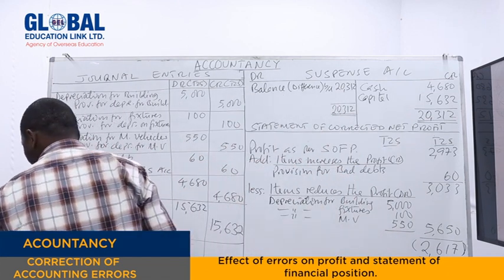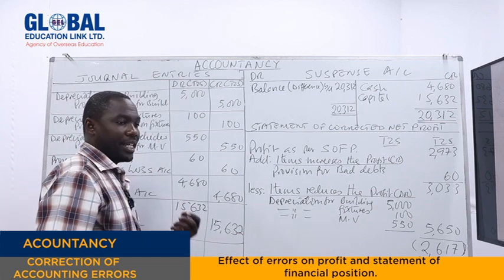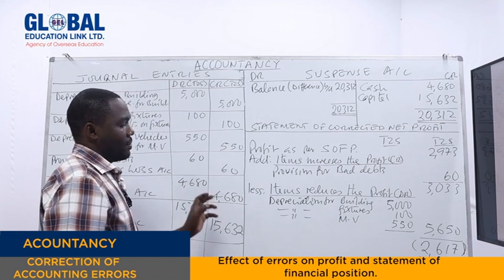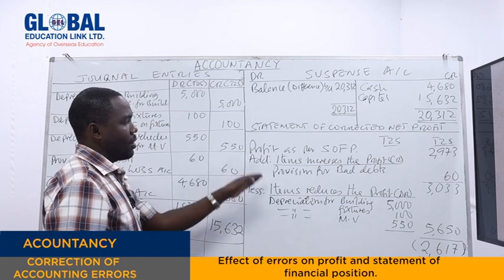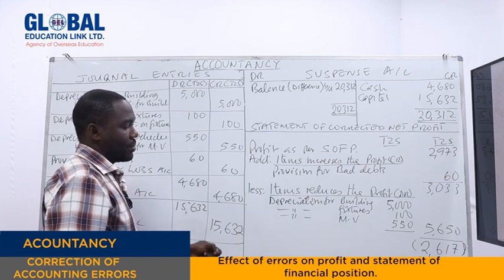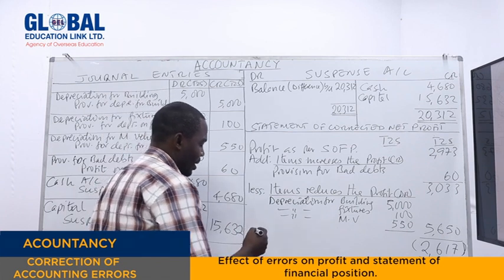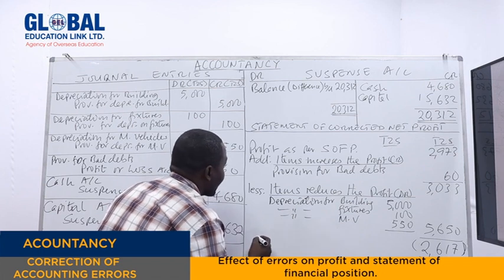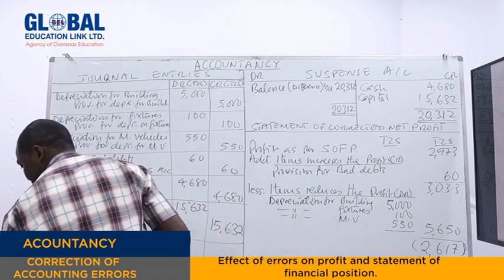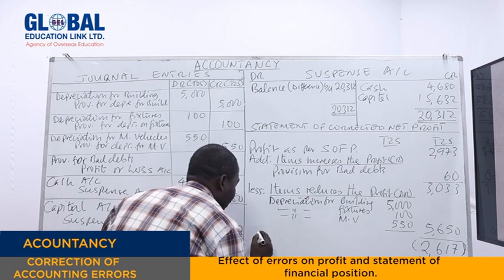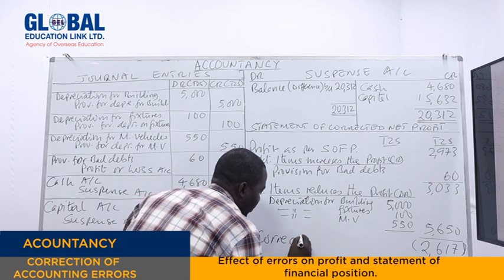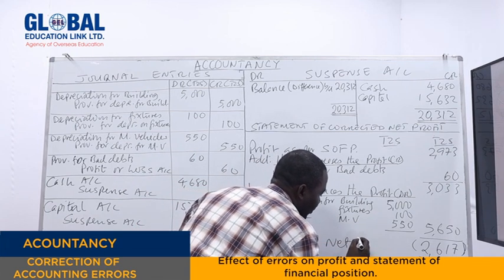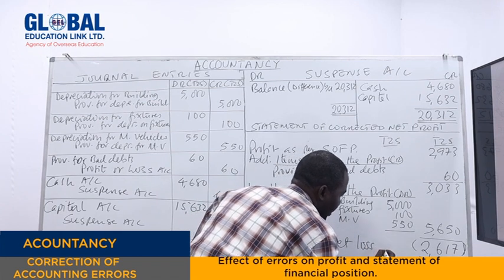Basically, the previous balance sheet reported a profit, but finally, after redrafting and correcting the errors, we find that our profit ends up being negative, that is a loss. That will be the loss for the year. Corrected net loss for the period.